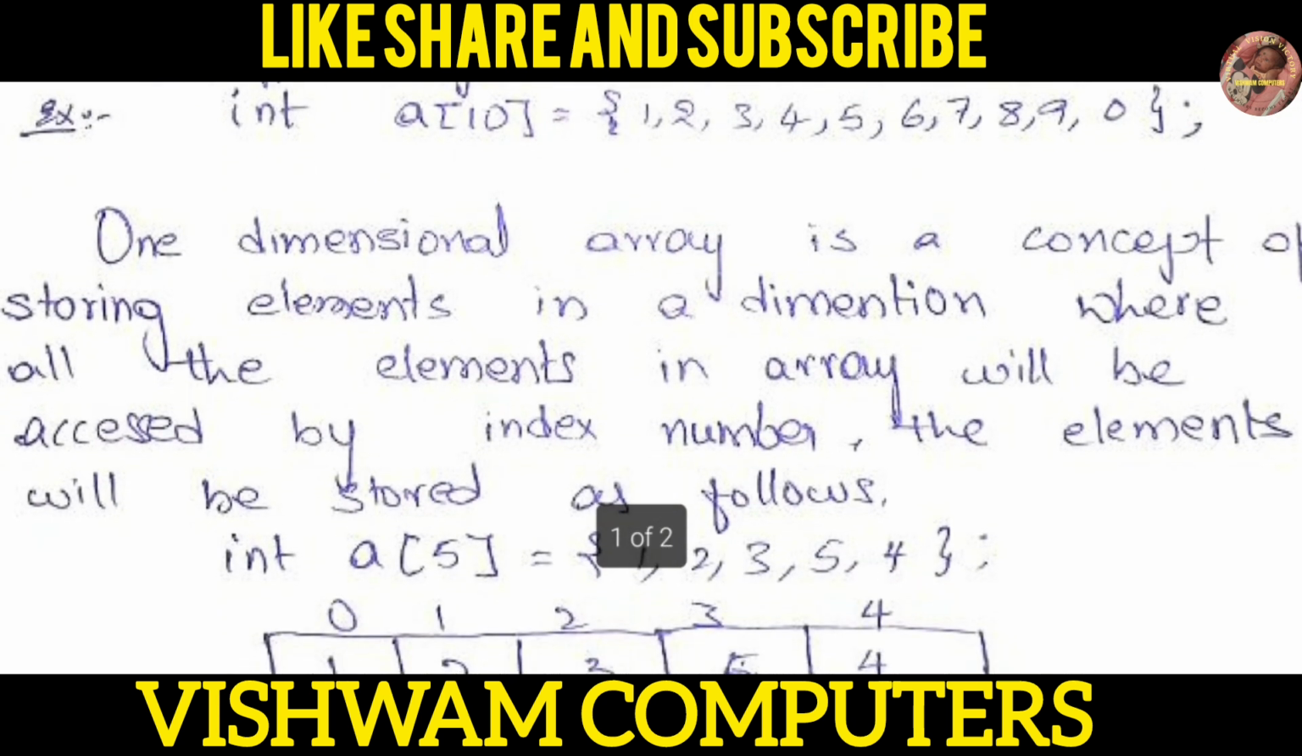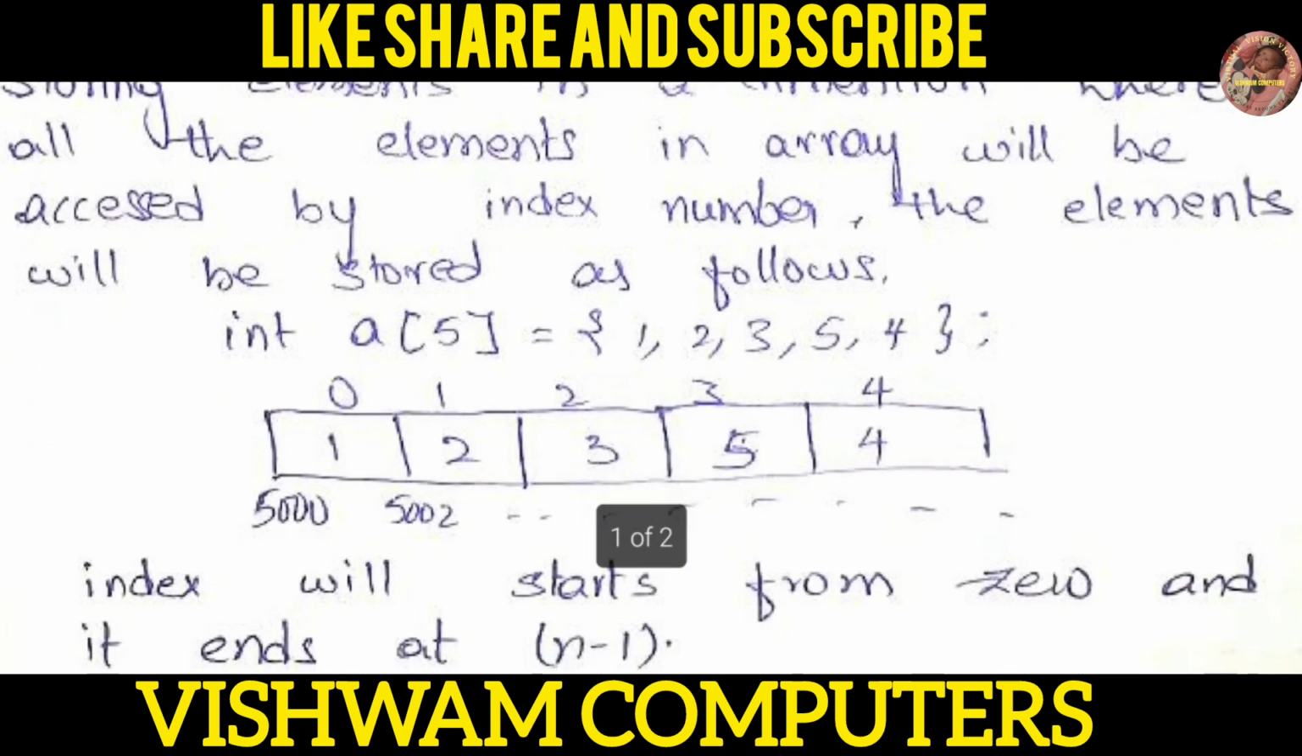One dimensional array is the concept of storing elements in a single dimension, or as I can say, in a single way. For example, if we are trying to store the values in a row manner, then it is nothing but a one dimensional array.